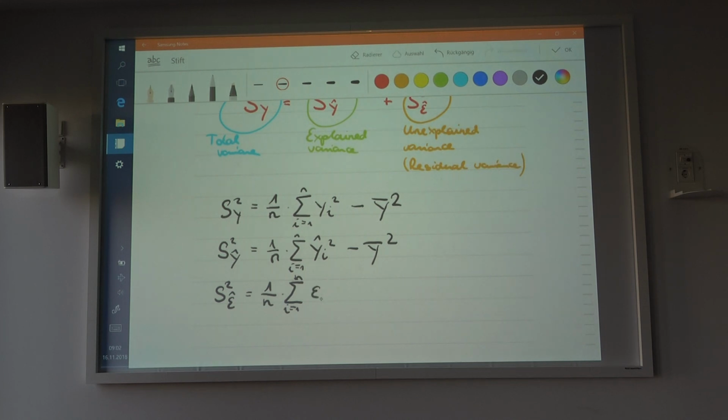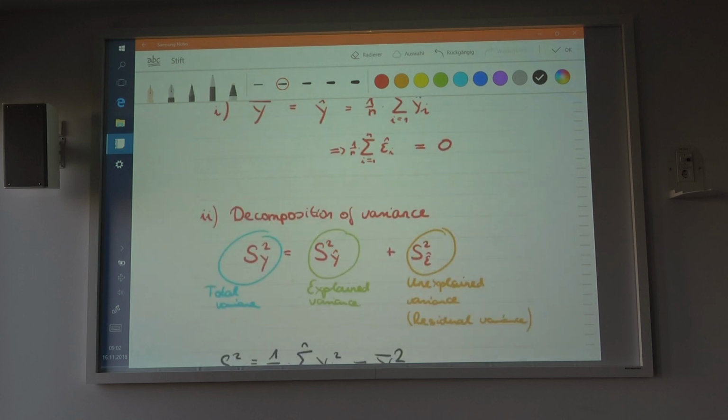That's epsilon hat squared. This is the mean of the squares, right? And the mean of the squares is basically minus the square of the mean. Now, what is the square of the mean?